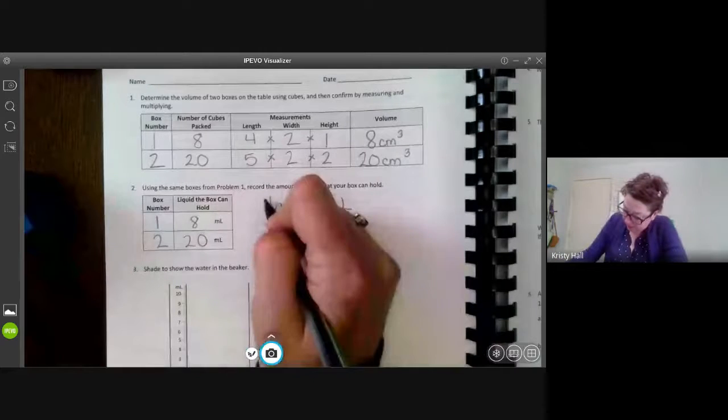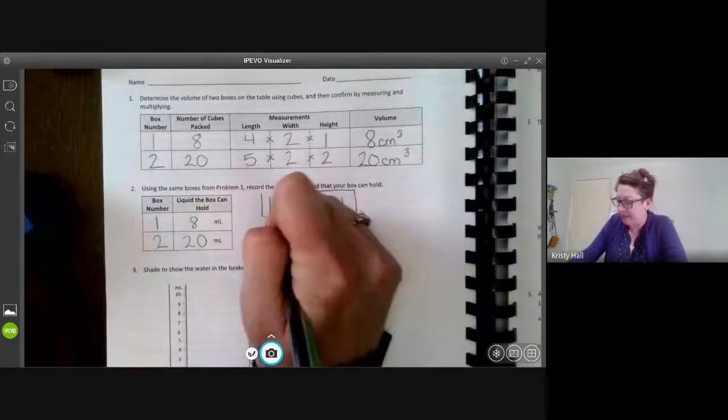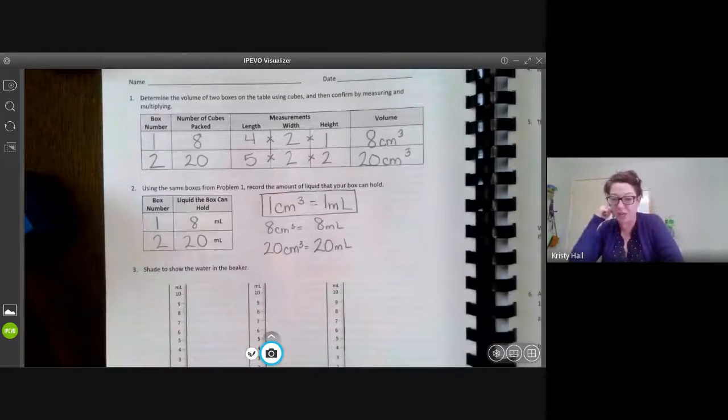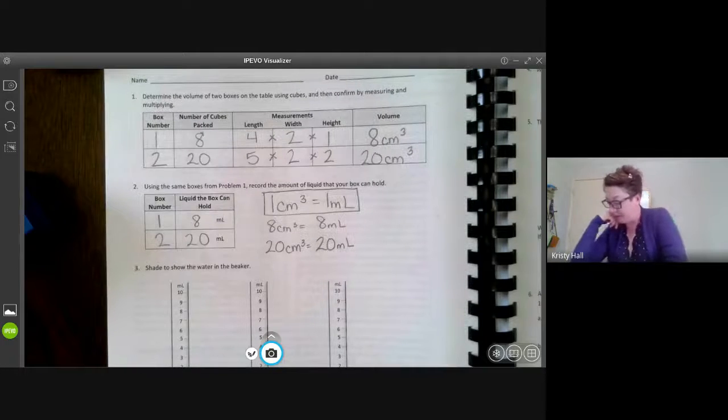So this is your key. This is something that, if it's not on your reference sheet, you may want to add it on there. So a cubic centimeter is equal to a milliliter. Okay.